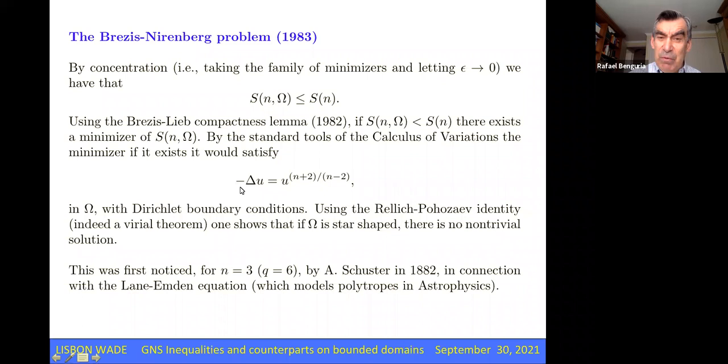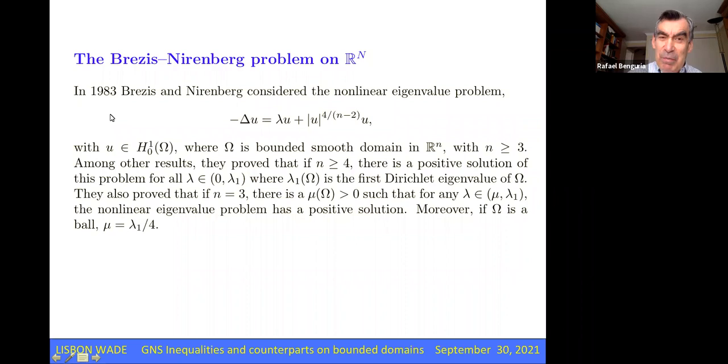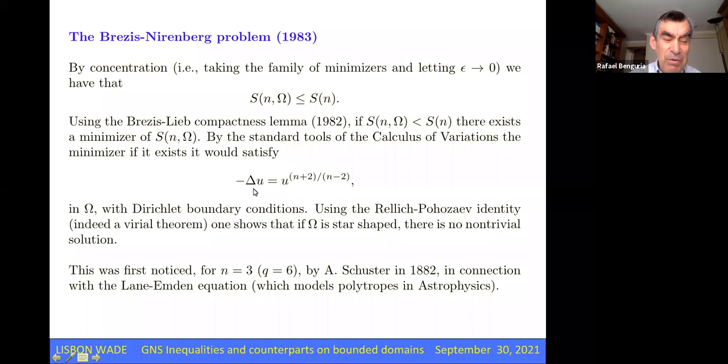of this equation here, of the Euler equation for the Sobolev problem, was noticed by Arthur Schuster in 1883 in connection with the Lane-Emden equation. And he introduced the typical minimizers that we know today. And I am the only person in the world who calls them Schuster functions, but anyway, I wanted to bring them in. So in 1983, Brezis said, we know that in the case of a bounded domain with Dirichlet boundary conditions, there are no solutions for this thing.